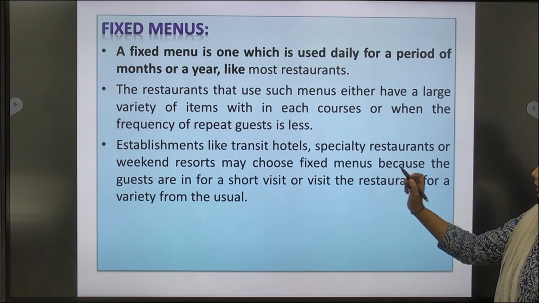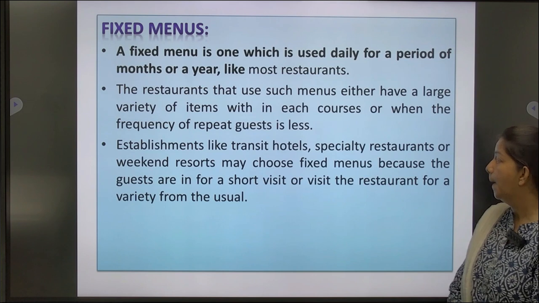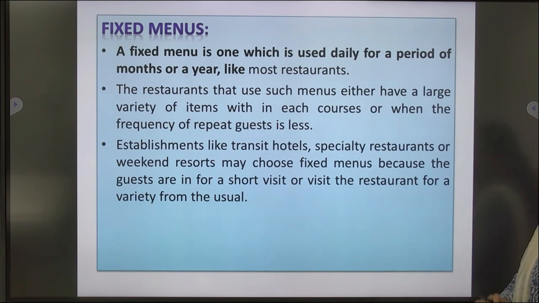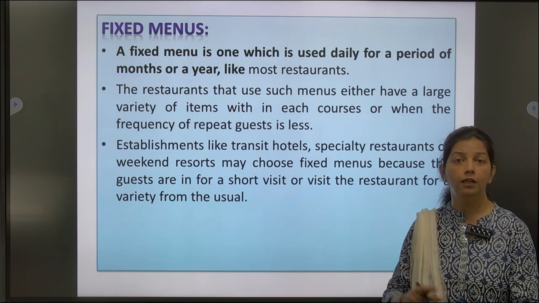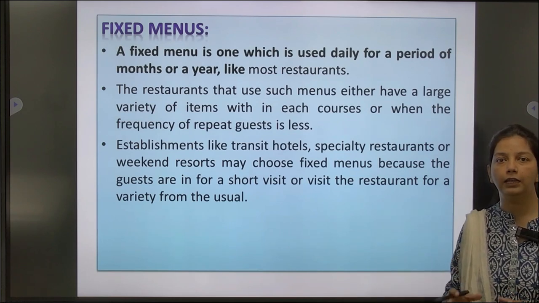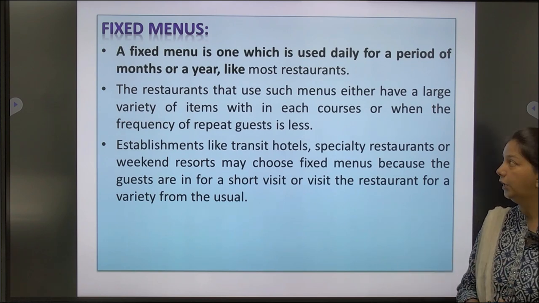Establishments like transient hotels, specialty restaurants or weekend restaurants may choose fixed menus because the guests are there for a short visit, and a variety of the usual is not needed. Like the guests are fixed, they keep on coming on one day of the month and their likings are fixed. So the menu is fixed for all the guests for the whole year.